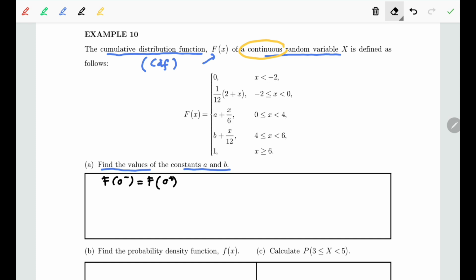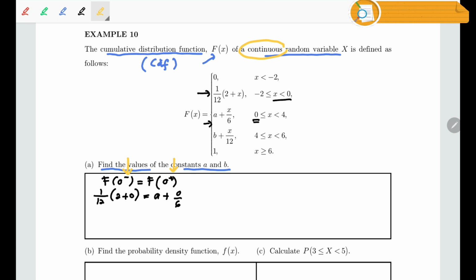So we substitute f of 0 for the left side, which means x less than 0. We have 1 over 12 times 2 plus x, where x will be 0, equals, substituting 0 into this function, a plus x over 6, where x will be 0, so 0 over 6. Just be reminded that the negative and positive signs only differentiate which function needs to be substituted.